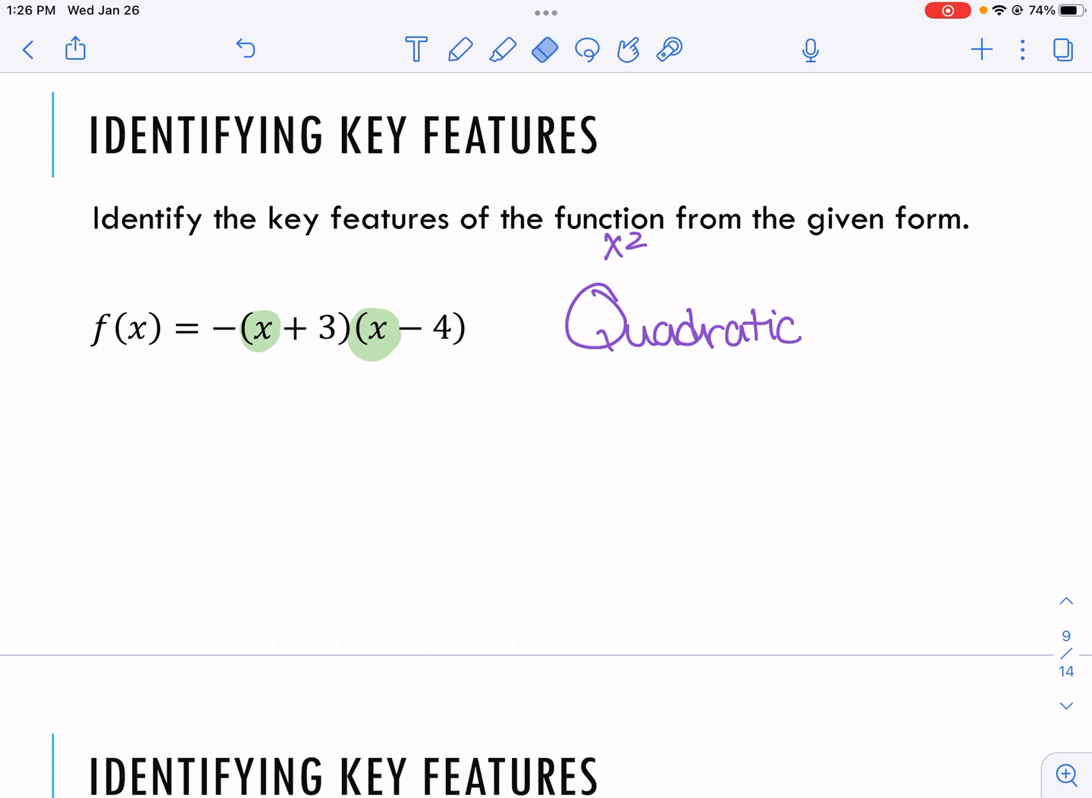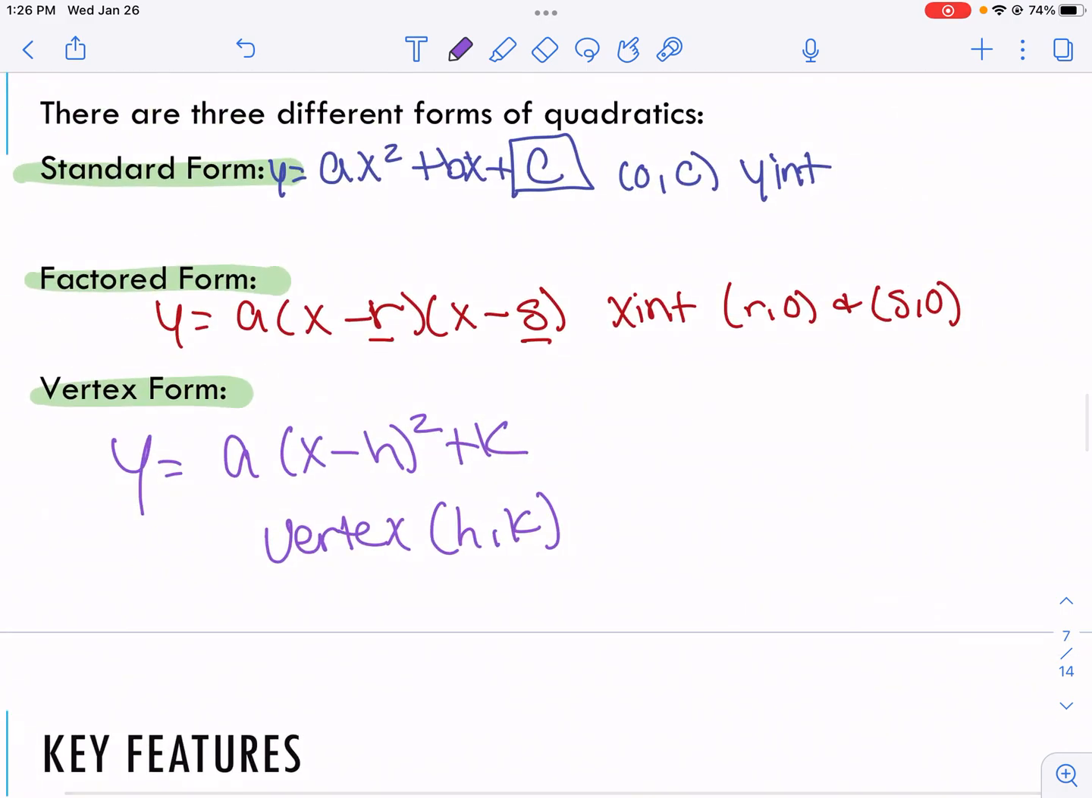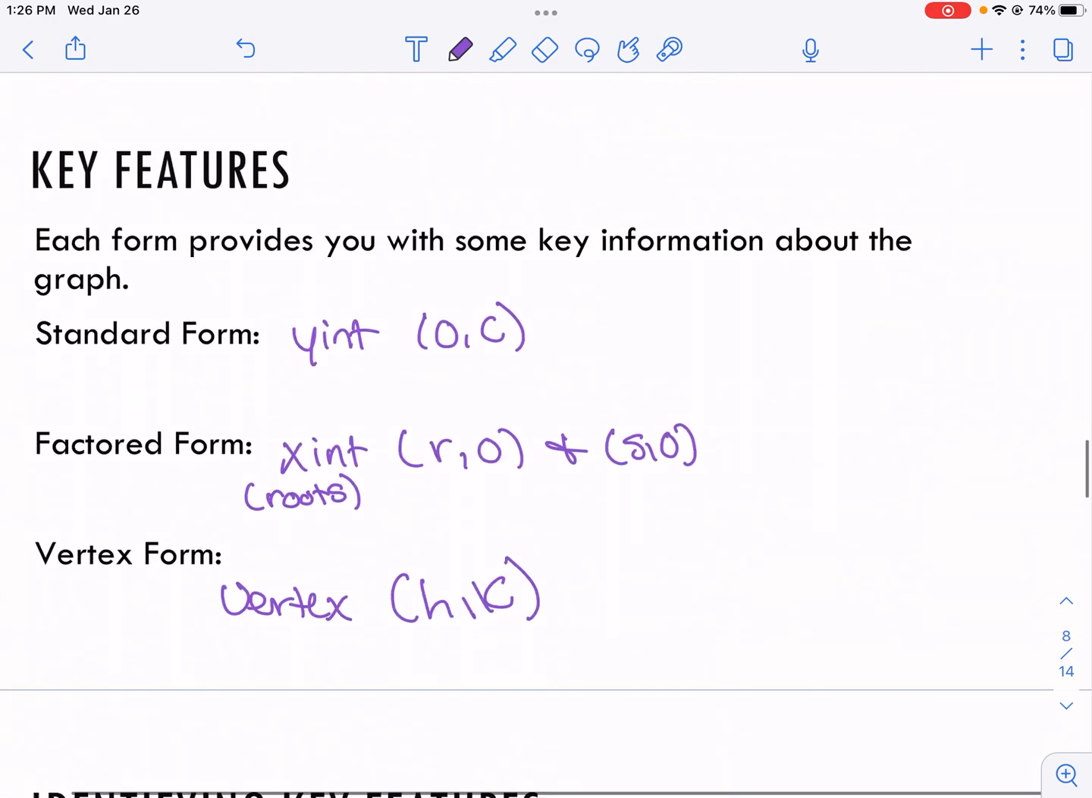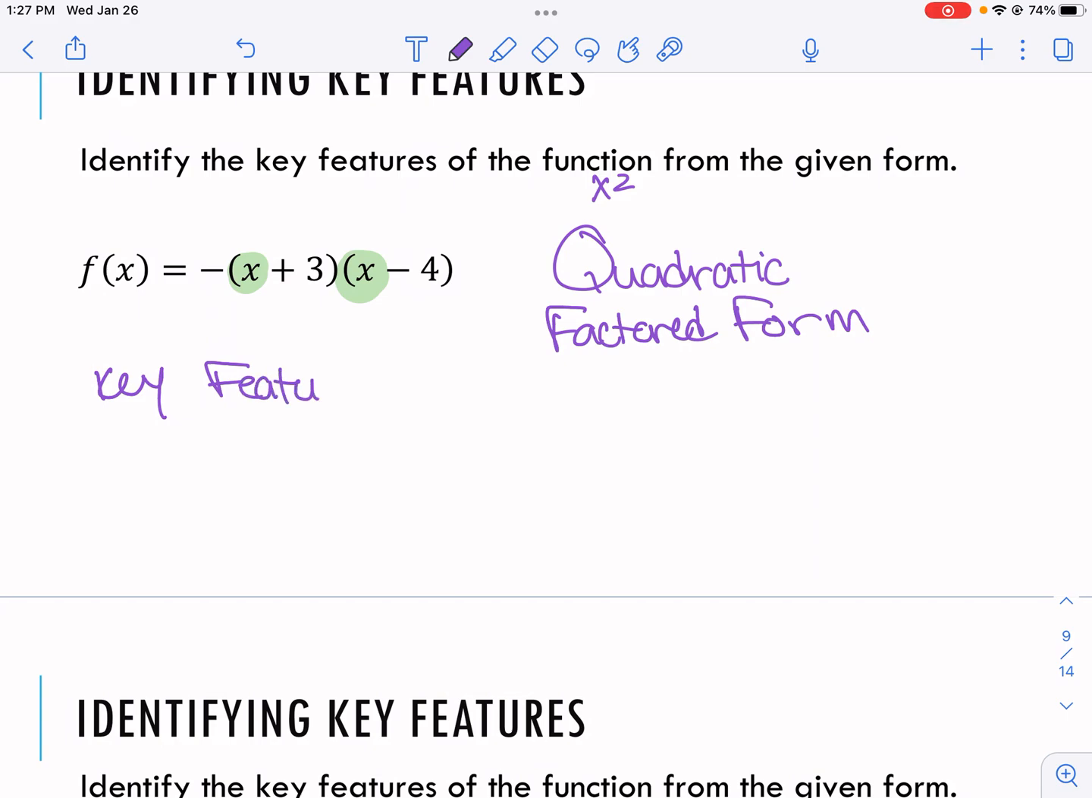Then I need to think about, okay, well now which of my 3 forms? So I'm going to scroll back really quick. If I look, it is multiplying, so it is written in factored form. So that is the form. And now I need to identify the key features. So the key features in this case are the x-intercepts. That's what we get from factored form.